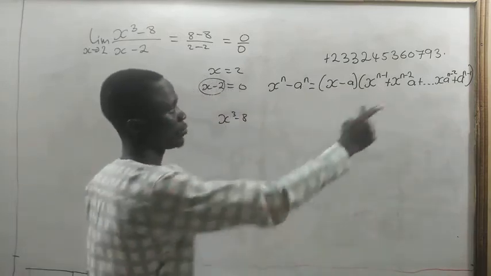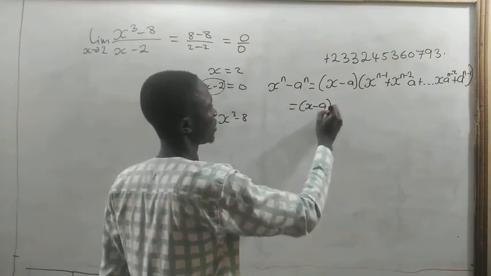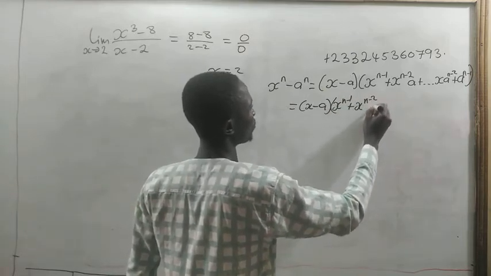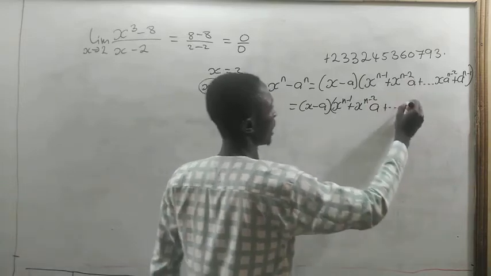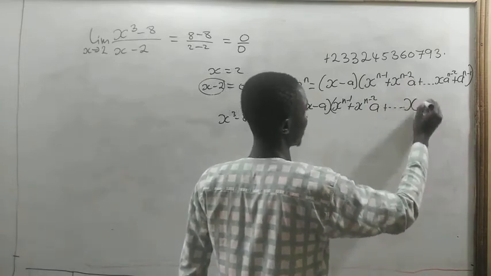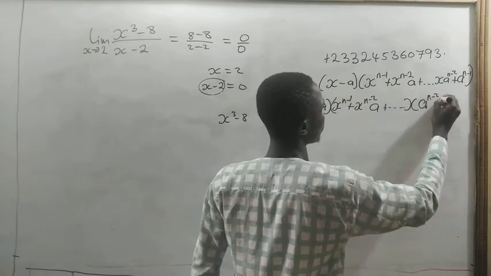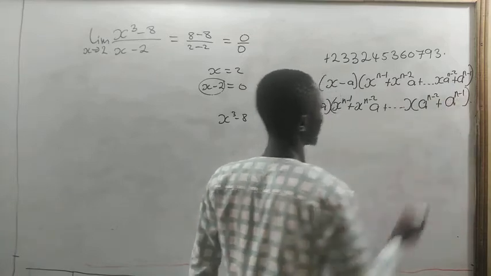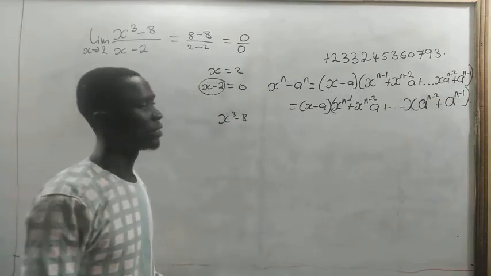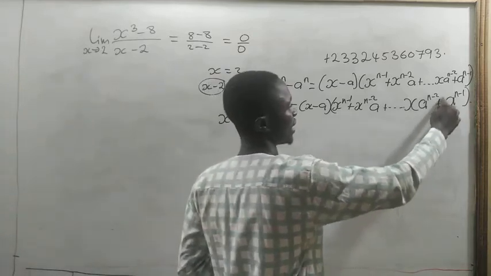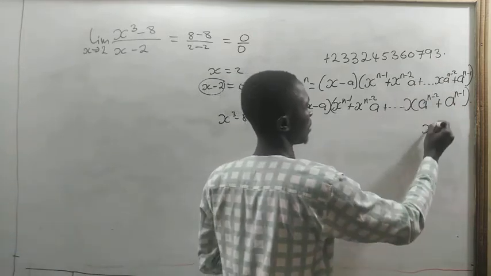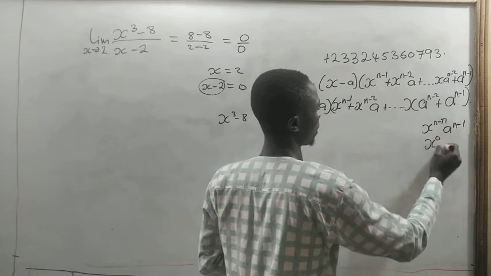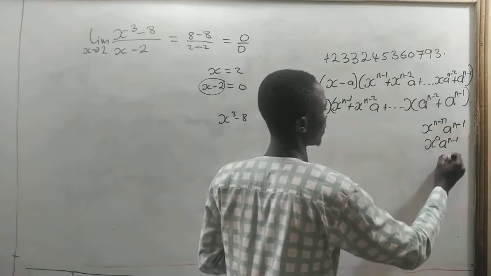I hope you can see the board. It's the same as x minus a times x exponent n minus 1 plus x exponent n minus 2 times a, plus x exponent 1 times a exponent n minus 2, plus a exponent n minus 1. So remember that if we reach here, it is x exponent n minus n, which gives us x exponent 0, a exponent n minus 1. That is why we have a exponent n minus 1 there.